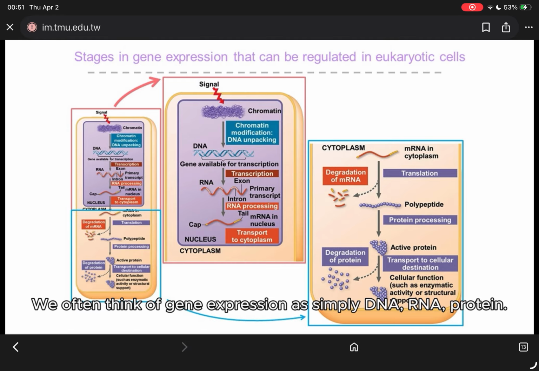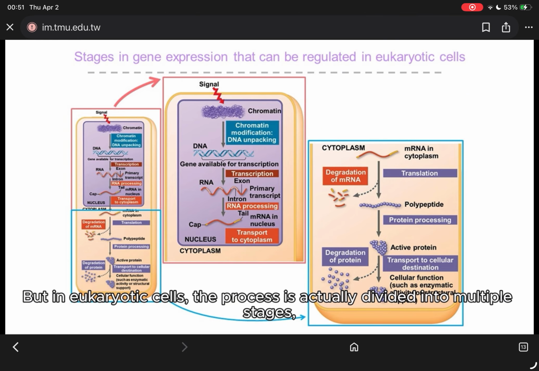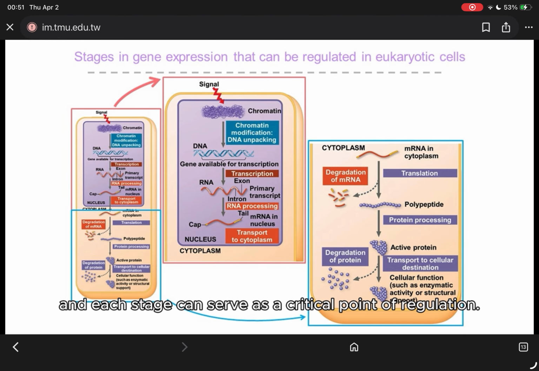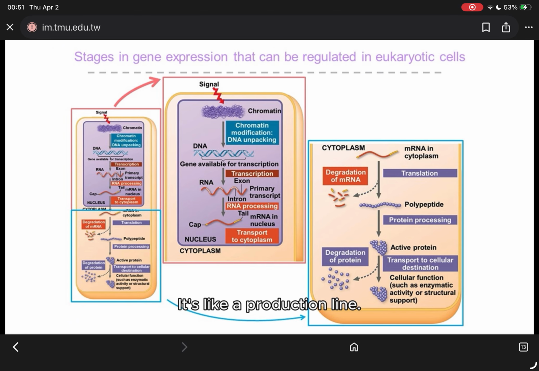We often think of gene expression as simply DNA, RNA, protein. But in eukaryotic cells, the process is actually divided into multiple stages, and each stage can serve as a critical point of regulation. It's like a production line. From design to shipping, every step can be finely controlled.